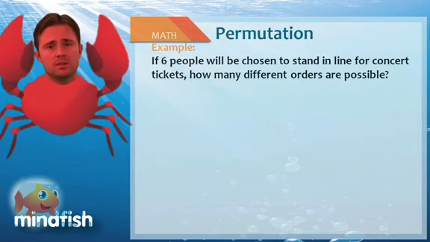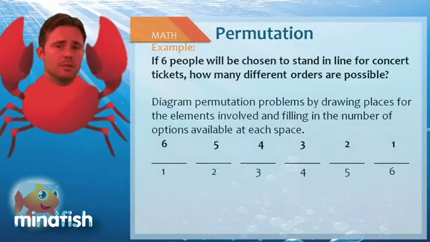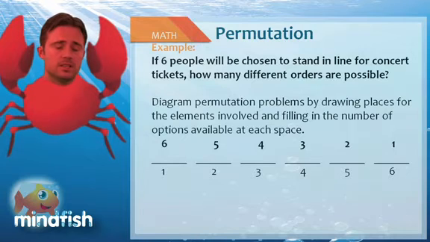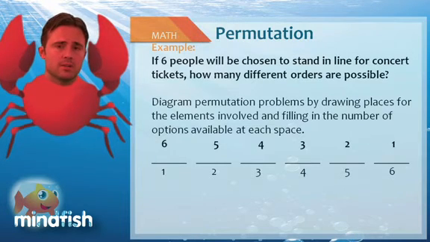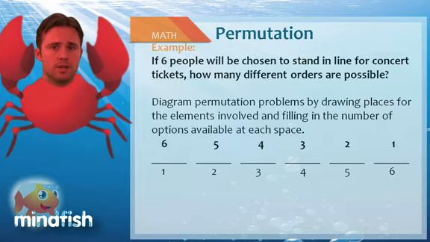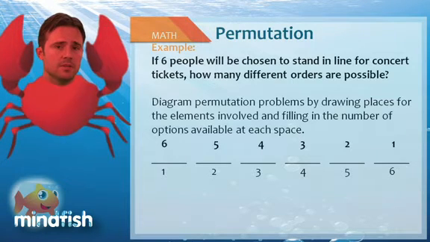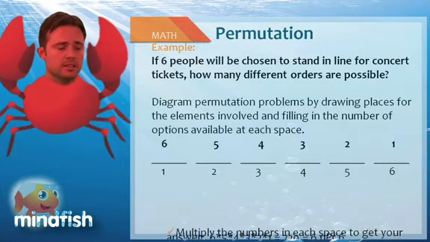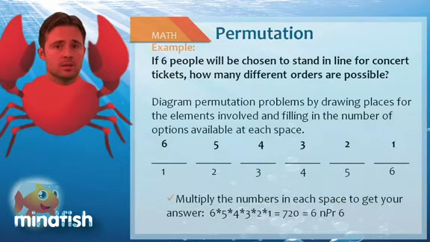If we write out all the spots, and then we fill in the options, so in this case there are 6 spots, there's 6 people that could go in the first spot, because all 6 could go there. 5 in the second spot, 4, 3, 2, 1. Now once we have all these, because they all have to happen at once, there's an implied "and," we're going to multiply. 6 times 5 times 4 times 3 times 2 times 1.